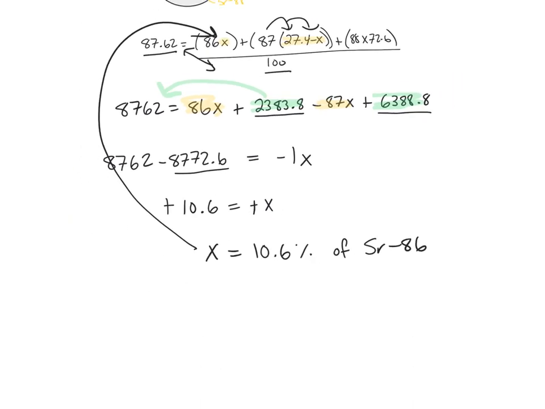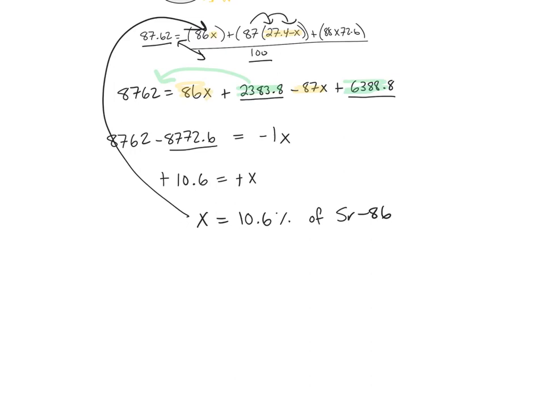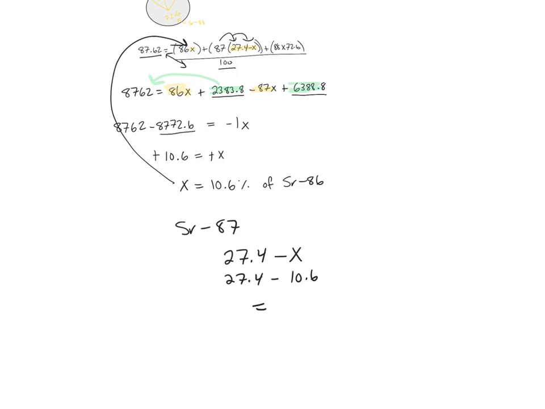All right, now what about strontium 87? That's 86. What about 87? So to find strontium 87, we have to do 27.4 minus x. So 27.4 minus 10.6. So that would be equal to 16.8%.